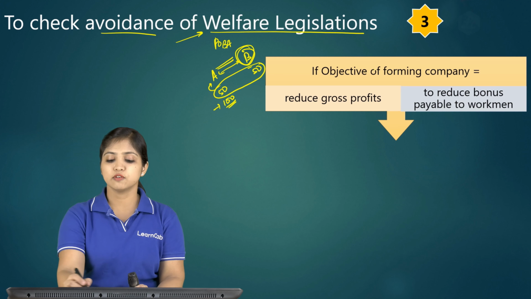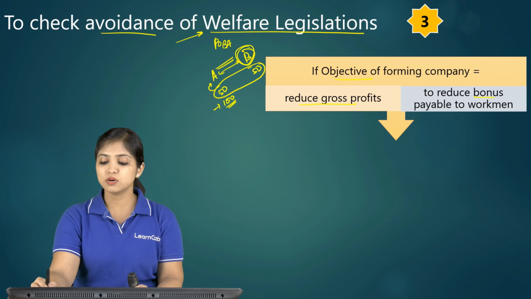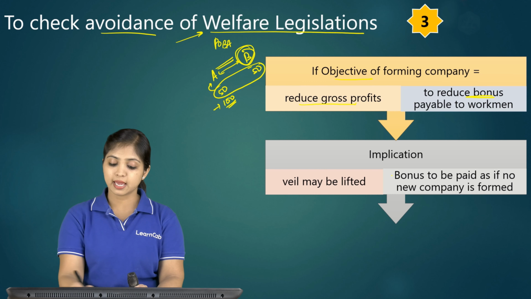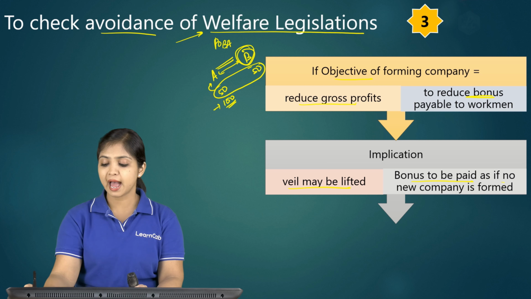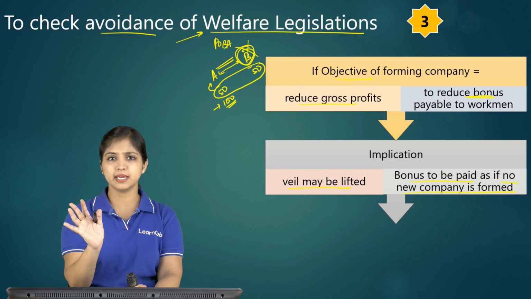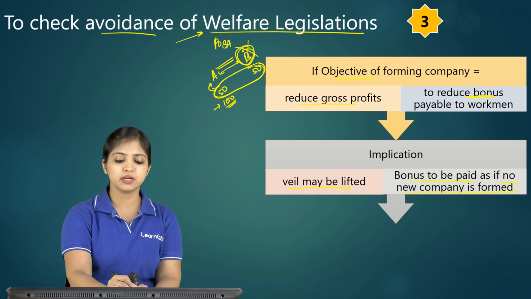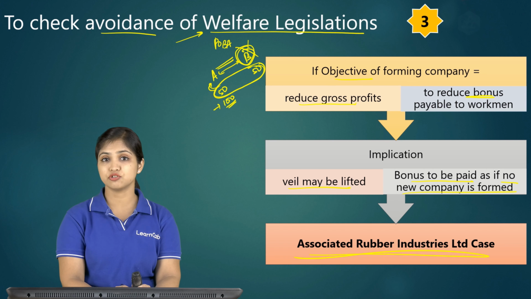Do you understand? So if the objective of forming the company is to reduce gross profits so that bonus payable is reduced, then the corporate veil will be lifted, and bonus will be paid as if no new company is formed, as if B Limited is not formed, as if only one company, A Limited, earned the entire profit. This was held in the Associated Rubber Industries Limited case.